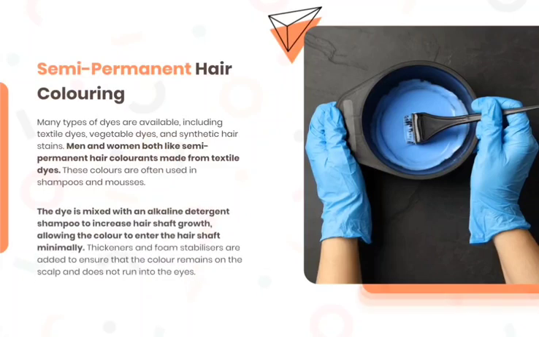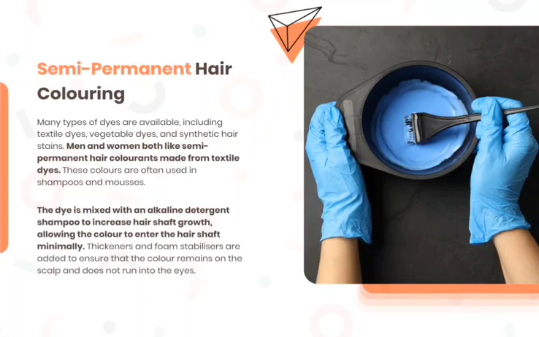Many types of dyes are available, including textile dyes, vegetable dyes, and synthetic hair stains. Men and women both like semi-permanent hair colorants made from textile dyes. These colors are often used in shampoos and mousses. The dye is mixed with an alkaline detergent shampoo to increase hair shaft swelling, allowing the color to enter the hair shaft minimally. Thickeners and foam stabilizers are added to ensure that the color remains on the scalp and does not run into the eyes.